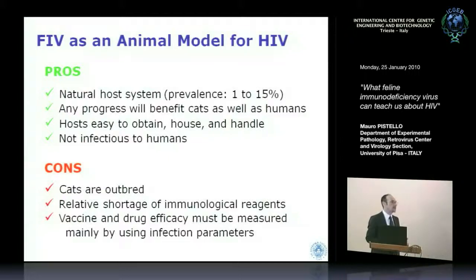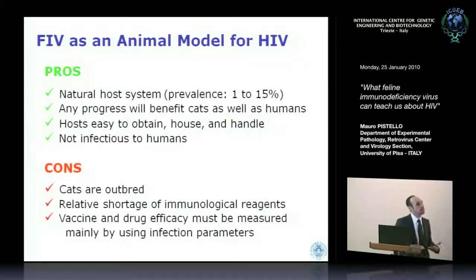So what are the advantages or disadvantages of using the FIV as an animal model for HIV? The advantage is a natural host system. The FIV infects animals in nature, so you have plenty of animals either for natural study or for experimental infection. Any progress will benefit cats as well as humans. The host is easy to obtain, even if we don't take animals from the streets. Obviously, we buy the animals, but they are much cheaper compared to non-human primates, and much easier to house and to handle.